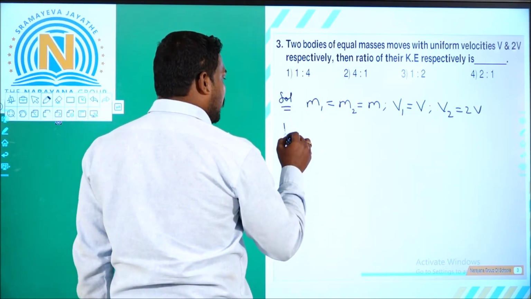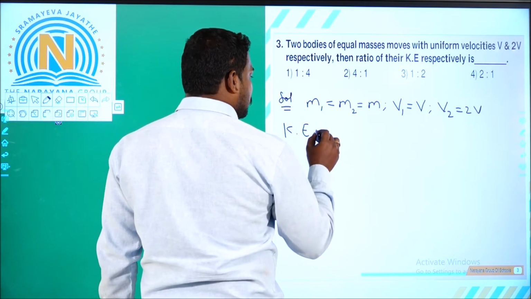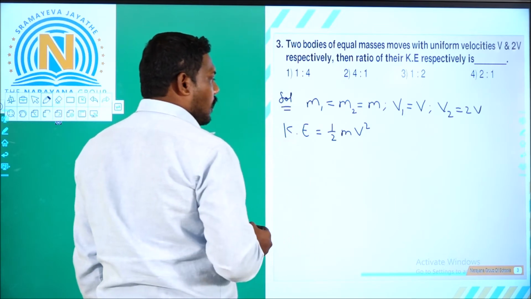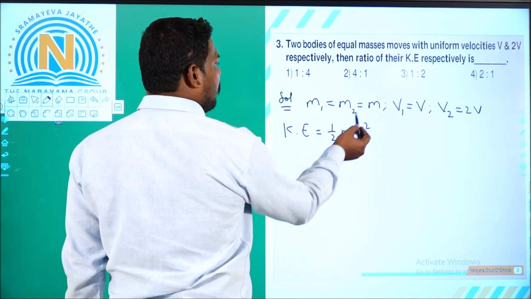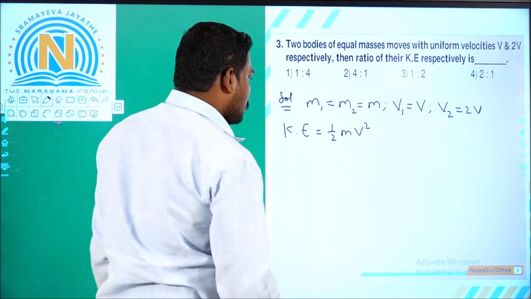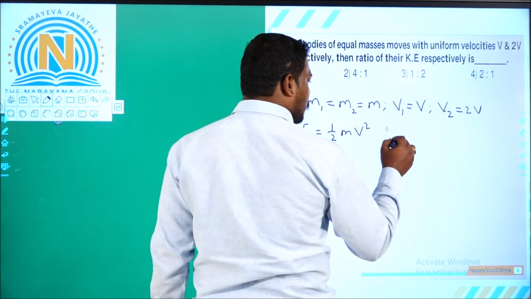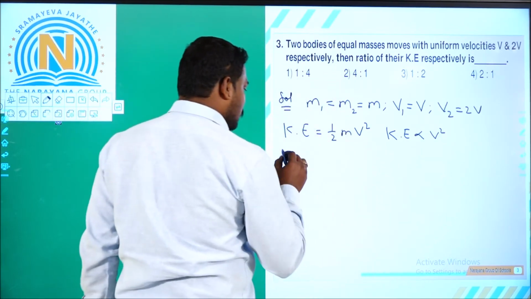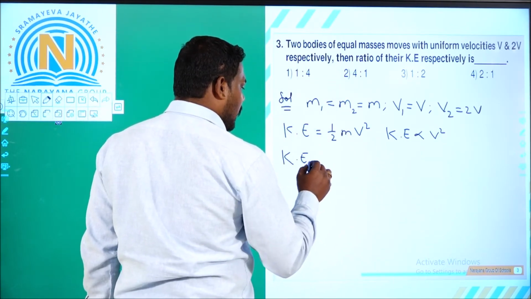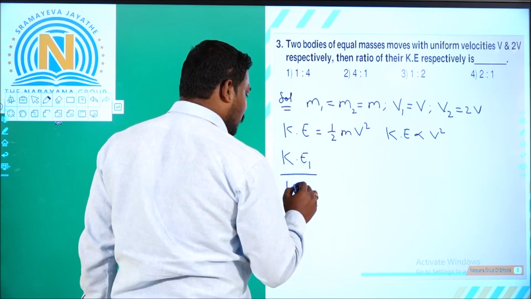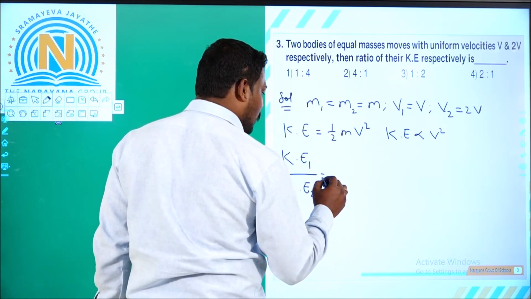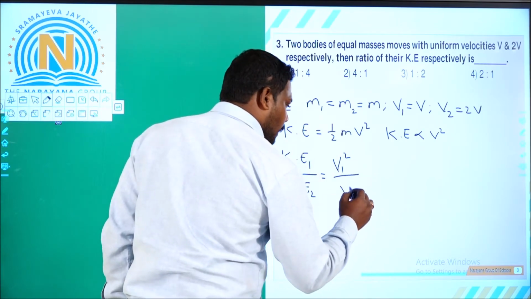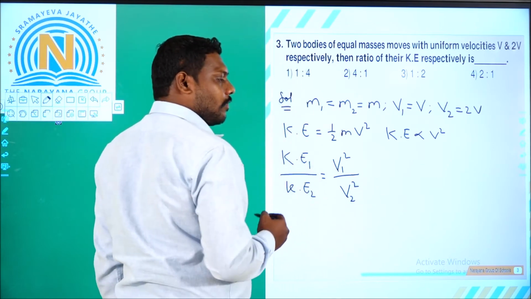Okay, and we know that kinetic energy is equal to half m v square. Now here half is a constant and m, they said that they are equal. So the kinetic energy is directly dependent on the square of the velocities. So the ratio of kinetic energy of first body to the kinetic energy of second body will be equal to v1 square by v2 square, right?